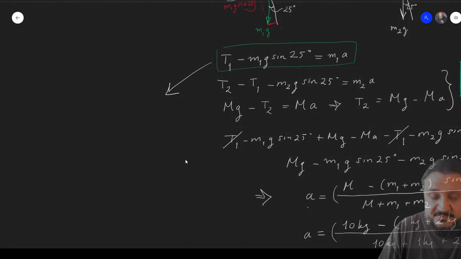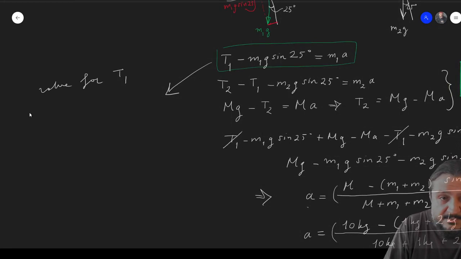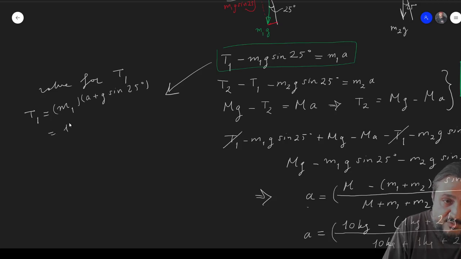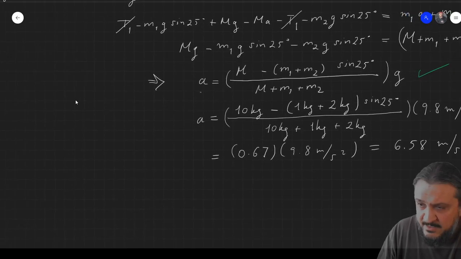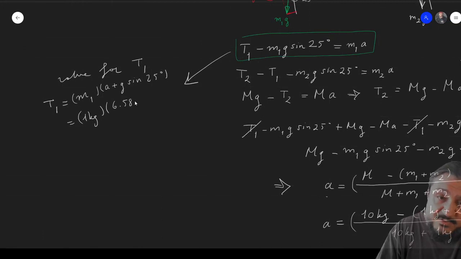Let's use this to solve for T1, because I know what A is now. So T1 is equal to M1A plus M1G sine 25, right? So it is equal to M1 times A plus G sine 25. Okay, so M1 is 1 kilogram, A is 6.58 meters per second squared, plus 9.8 meters per second squared times sine 25, right? Just simply plug in those.